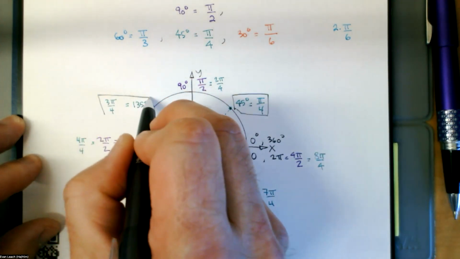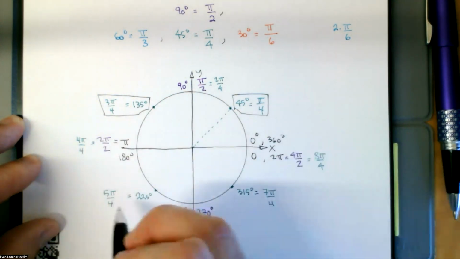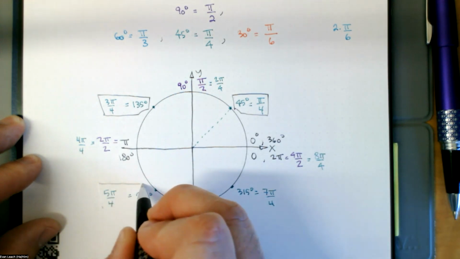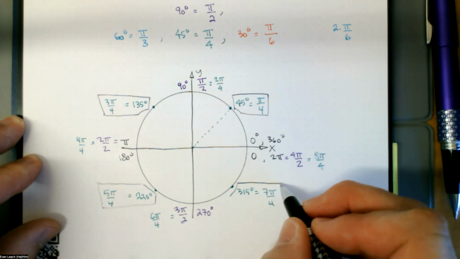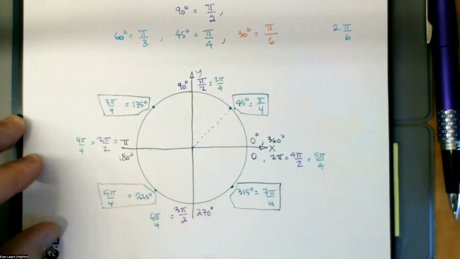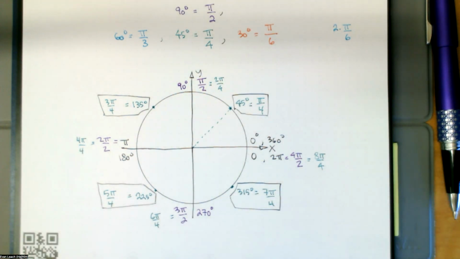135 degrees is 3 pi over 4 radians. 225 degrees is 5 pi over 4 radians. 315 degrees is 7 pi over 4 radians. You don't have to memorize these values, but you do have to remember them. You have until now to remember these 4 values.